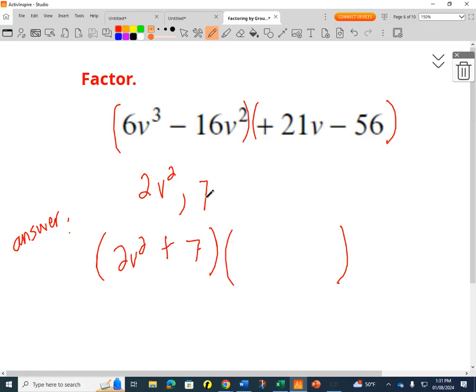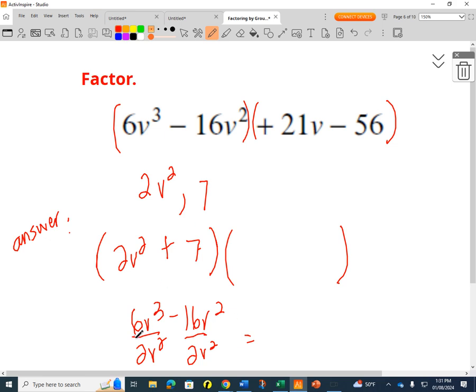Divide the first 2 terms by the greatest common factor of the group. Divide the first 2 terms. So 6b cubed minus 16b squared, we're going to divide that by 2b squared. So we're going to take 6b cubed and 16b squared and divide both of those by 2b squared.